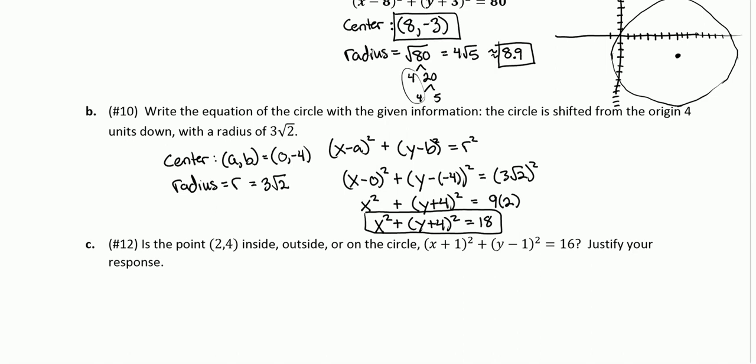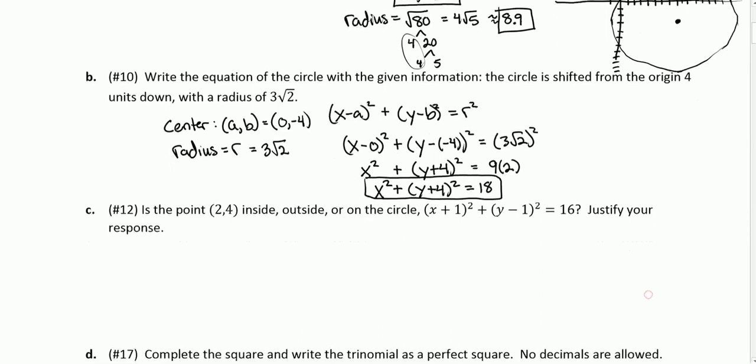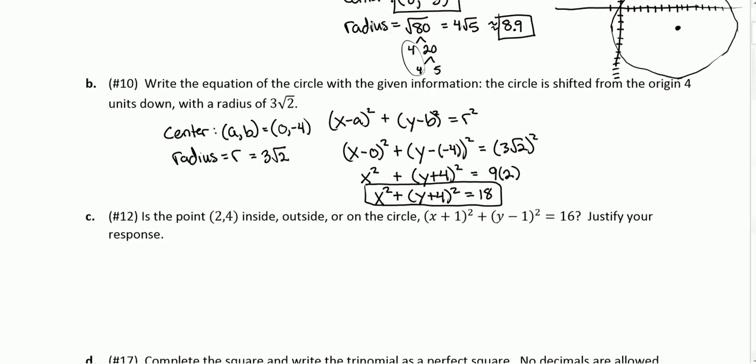Our next problem is taken from number 12 in our homework. And it's asking, is the point 2, 4 inside, outside, or on the circle x plus 1 squared plus y minus 1 squared equals 16. So from the equation we can see that the center is going to be at negative 1, 1. We can also see that the radius is going to be the square root of 16, which is 4.